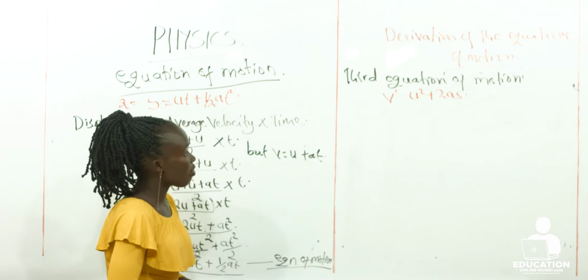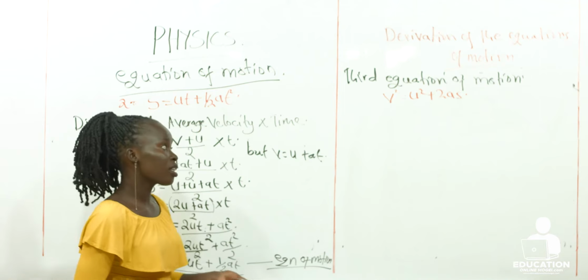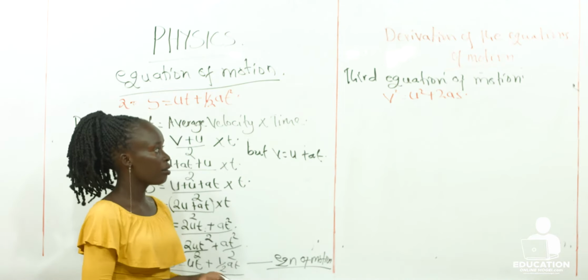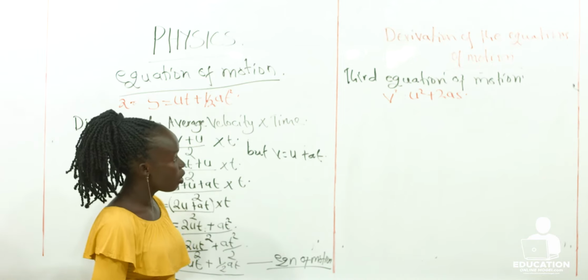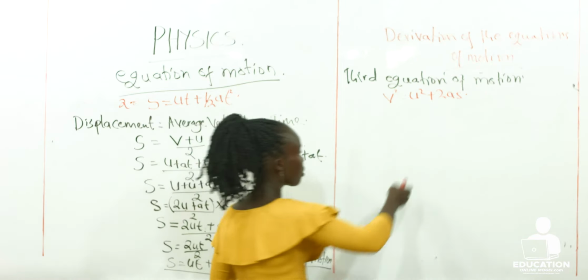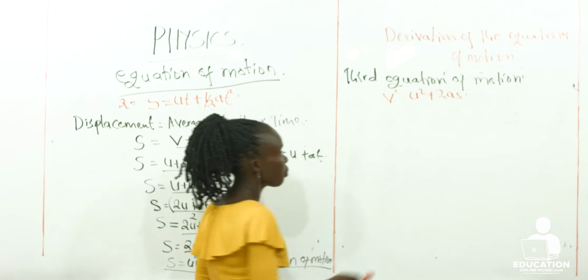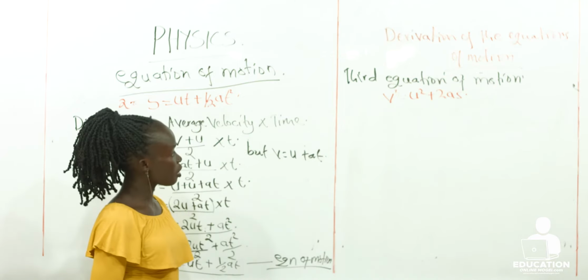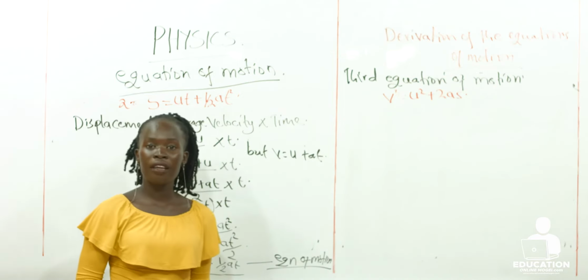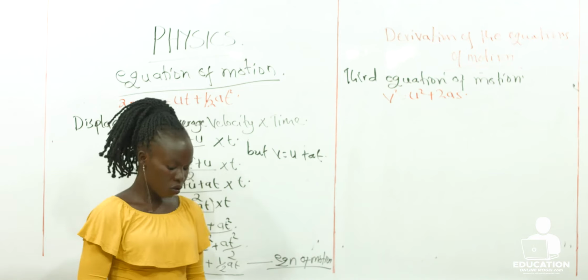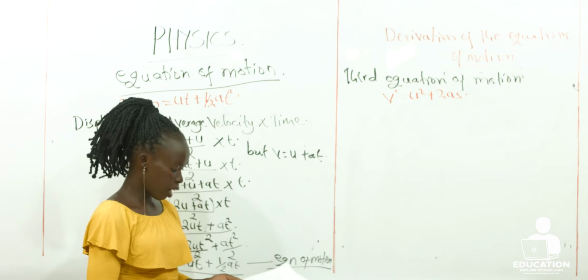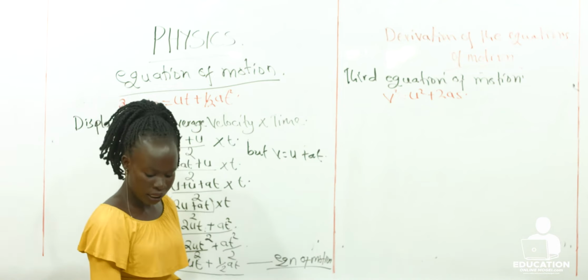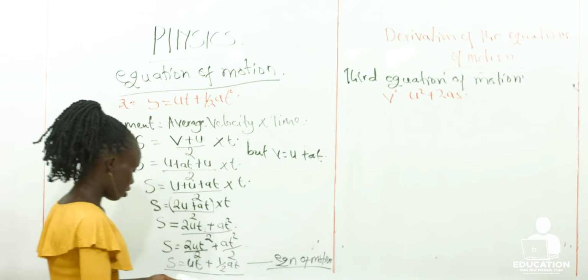So if you look at that equation there, what is it that we don't have there? We see that we have the displacement, which is the s, we have the acceleration, which is the a, and we have the u, or the initial velocity, but we don't have the time. So how shall we eliminate the time from that?